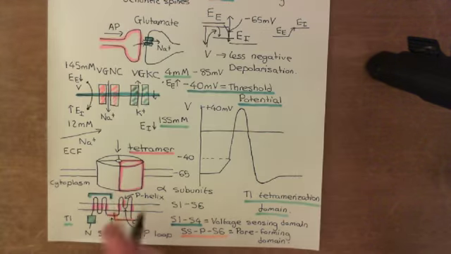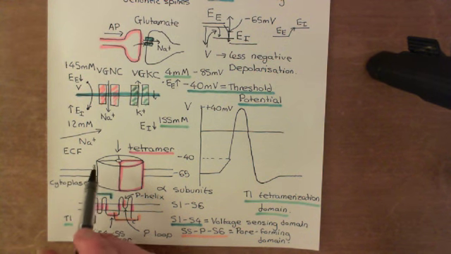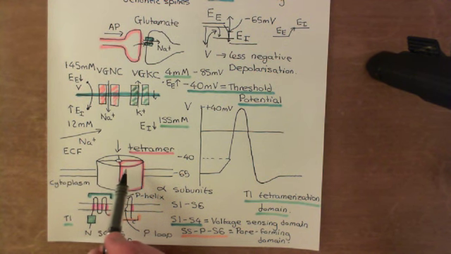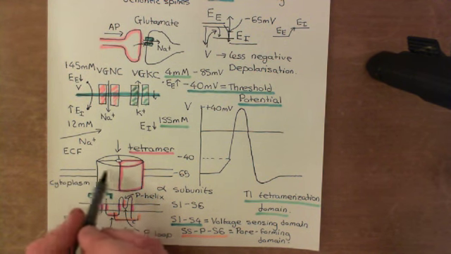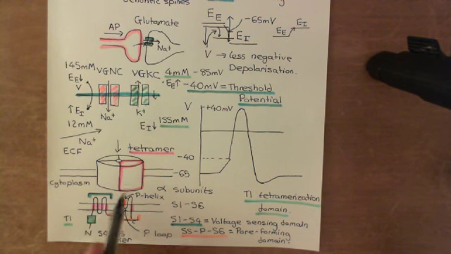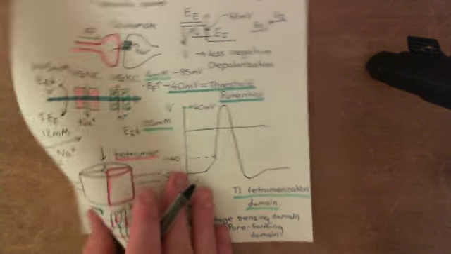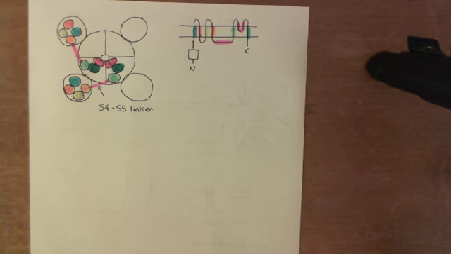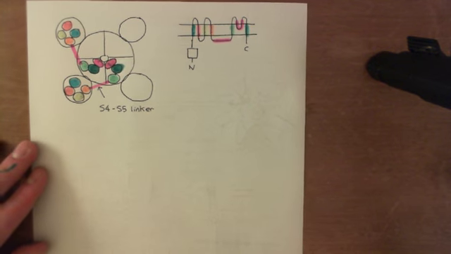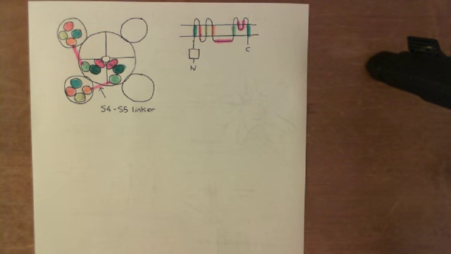This is the very simplified picture where really all that we're truthfully showing here is the pore forming domains. We should have the voltage sensing domains sitting peripheral to that. Right, so now what I want to talk about is what is holding these four alpha subunits together. I want to talk about the T1 tetramerization domain.